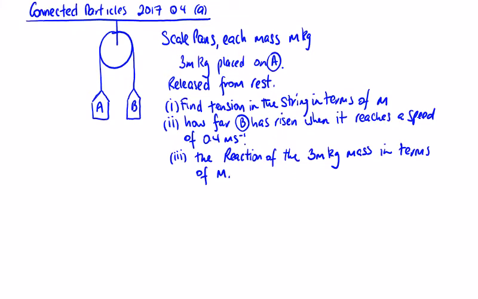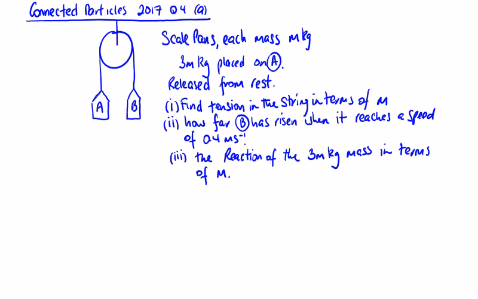2017 Connected Particles, question 4a. Two scale pans A and B, each of mass m kilograms, are attached to the ends of a light inextensible string which passes over a light smooth fixed pulley. They are held at the same level as shown in the diagram. A mass of 3m kilograms is now placed on A. The system is released from rest and you're asked 3 questions.